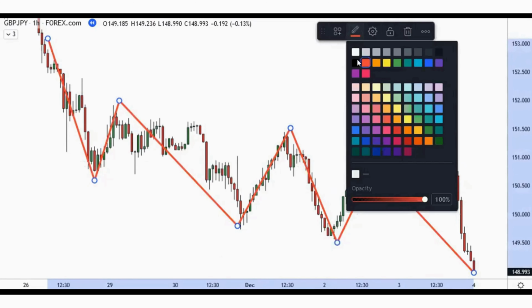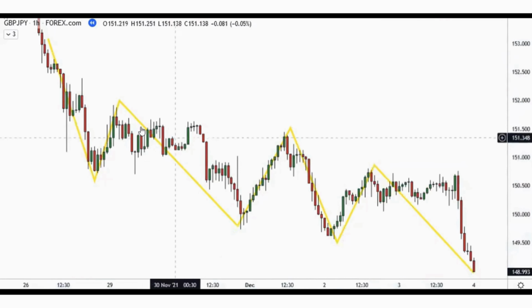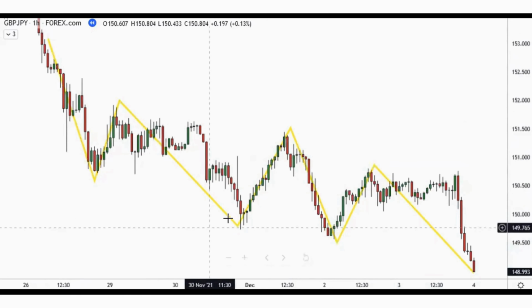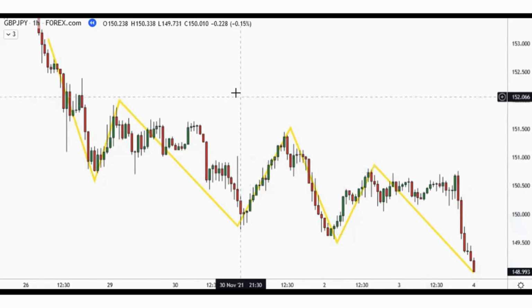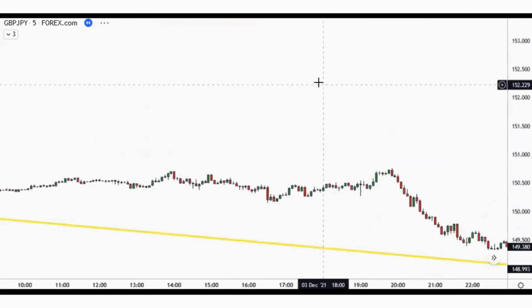So now you see it's clearly visible. Okay, so this is the higher time frame move. You see the yellow line. This is the lower lows and lower highs. This is how the 1 hour chart is moving. Now let's see inside this how the 5-minute chart is moving.